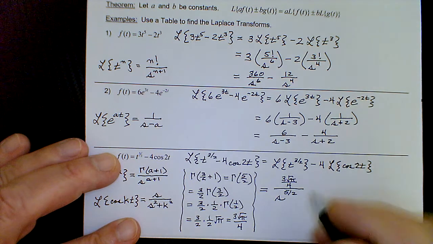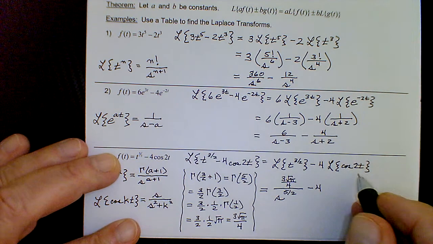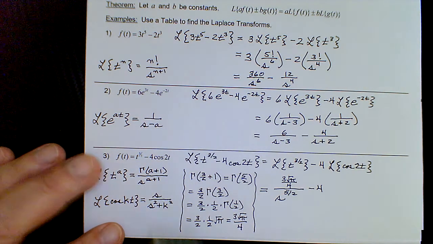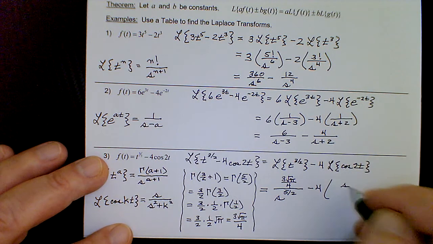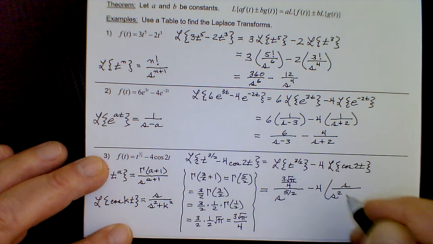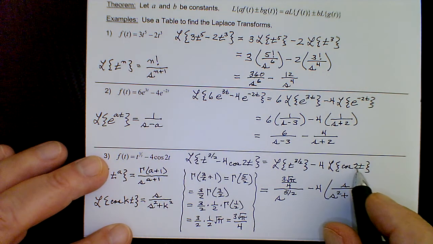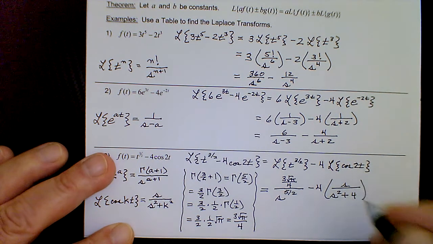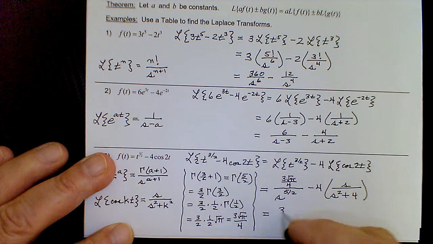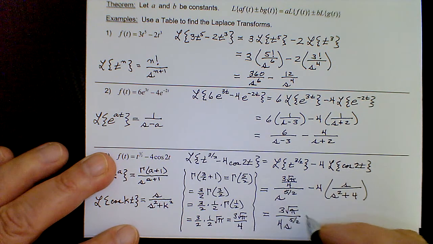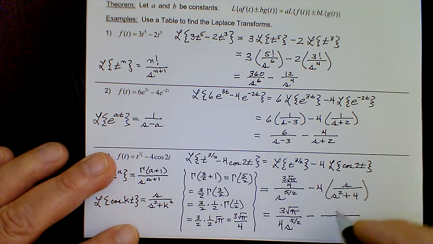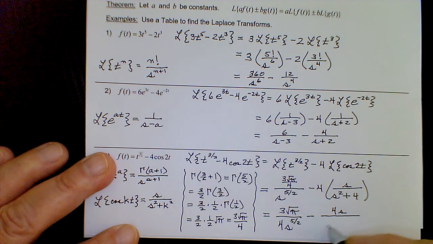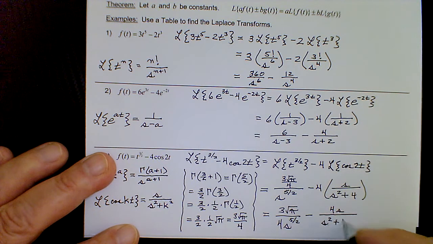Okay, and then we have this minus 4, and the Laplace of the cosine of 2t, we're using this formula. And so that's s over s squared plus k squared, k is 2, so 2 squared, which is 4. So maybe make this 3 square root of pi over 4s to the 5/2 minus 4s over s squared plus 4.